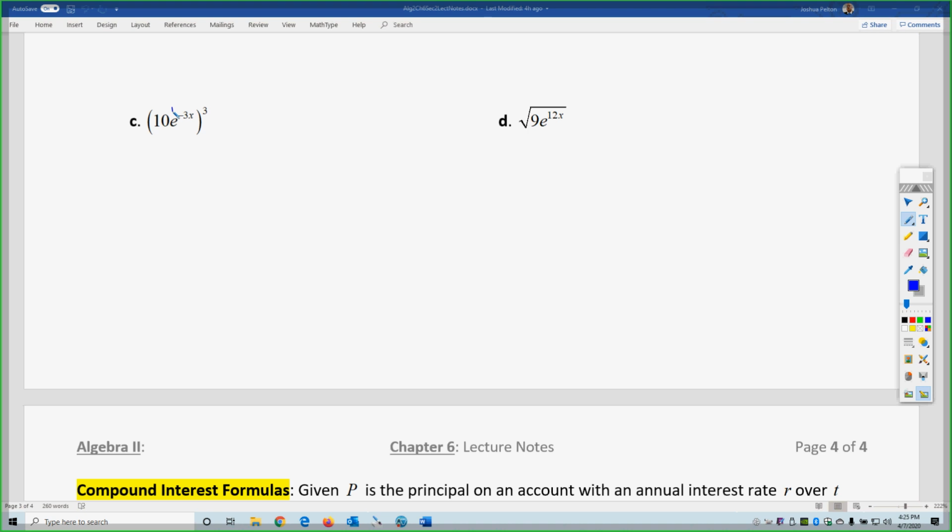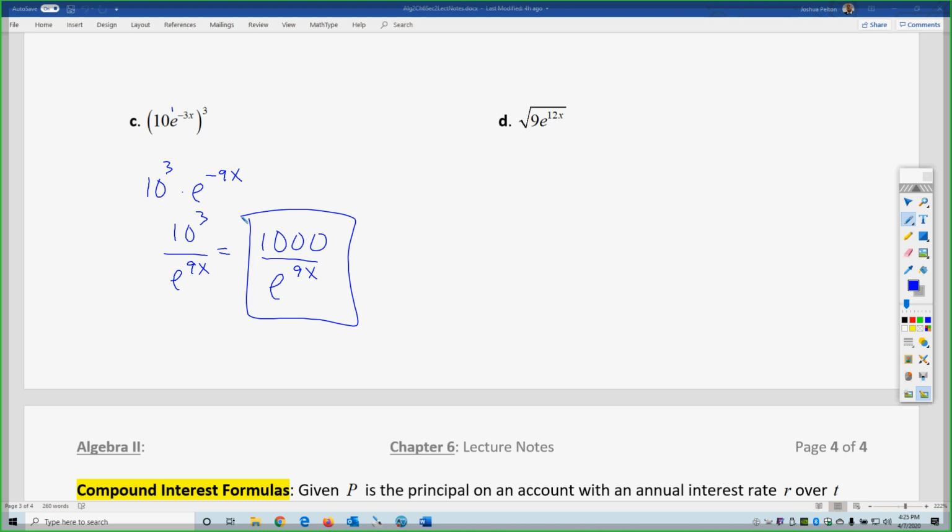So this is the power to power rule or power of a product, 10 to the 3 times e to the negative 9x, or 10 to the 3 over e to the 9x, because you must have no negative exponents in the final solution. So you use the negative exponent property, put it on the bottom, which gives me 1000 over e to the 9x for our final answer simplified.